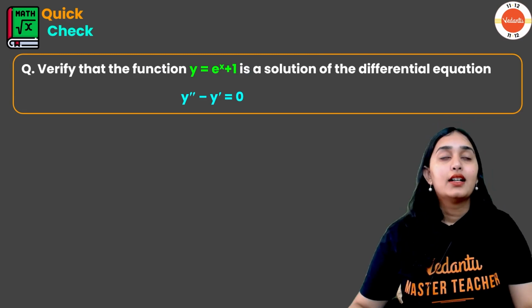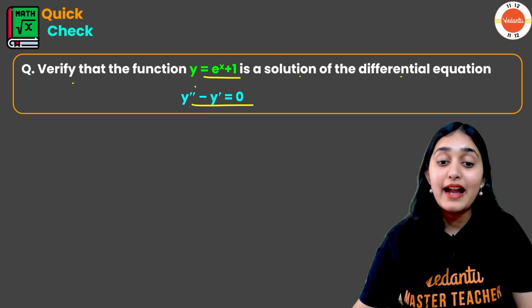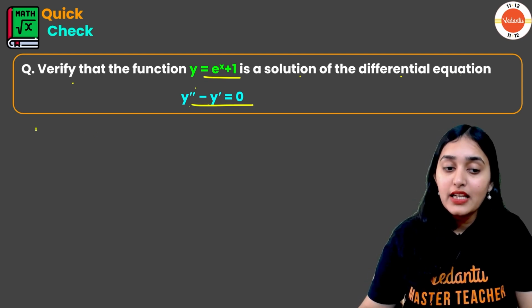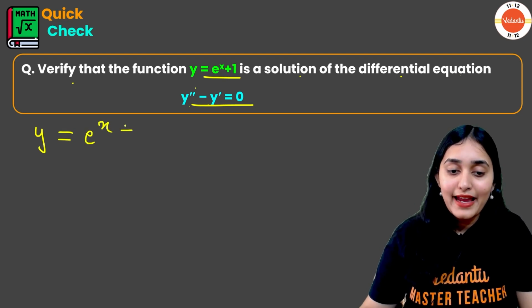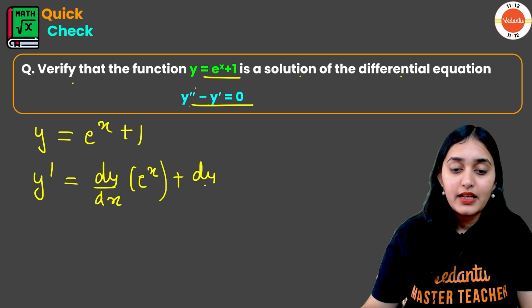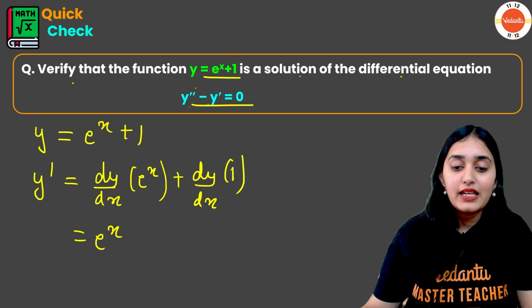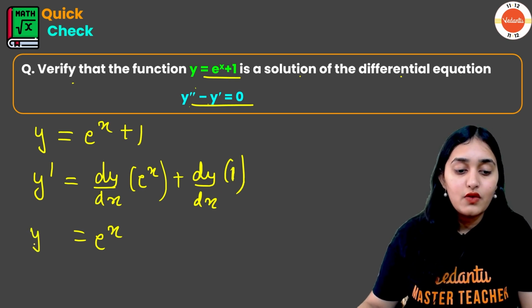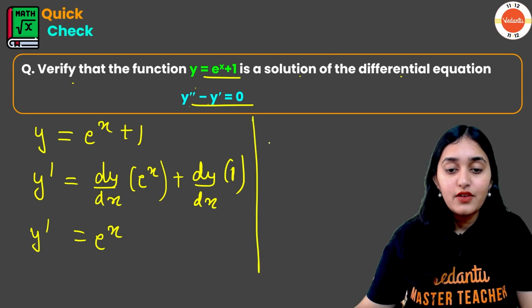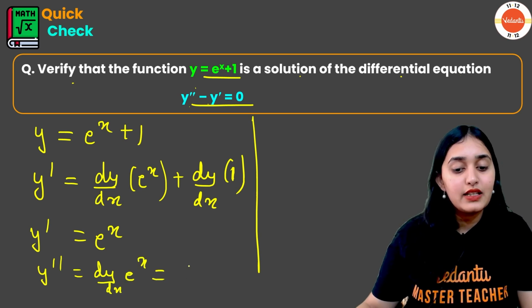Moving on. Verify that this function is a solution of this differential equation: y double dash minus y dash is equal to 0. For this, you know what is y. Can you find out y dash? Y dash will be dy by dx of e to the power x plus dy by dx of 1. This is e to the power x and this is 0. Any constant differentiation is 0. So y dash is e to the power x. Similarly, can you find out y double dash? Y double dash will be again dy by dx of e to the power x, which is e to the power x.